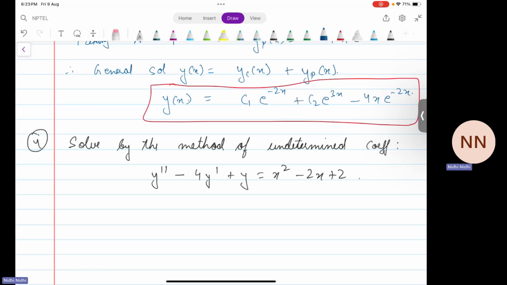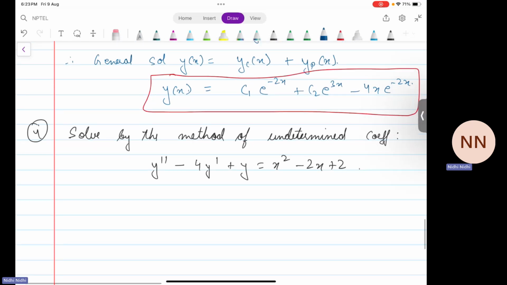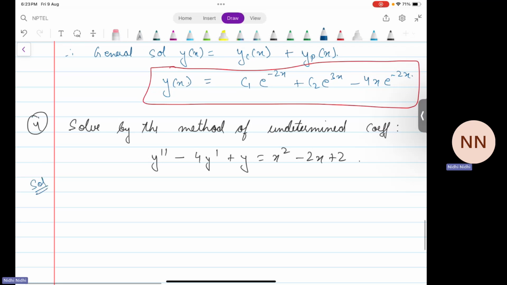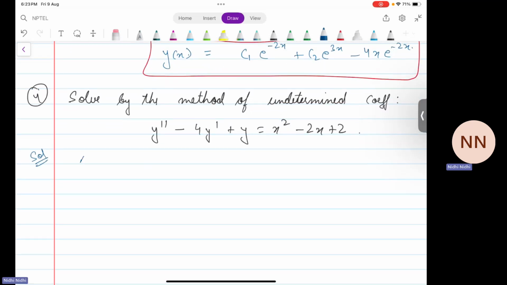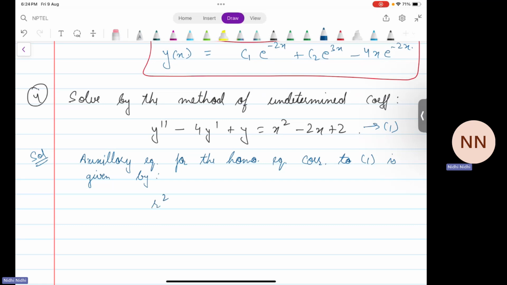Again, we'll start with finding the solution to the corresponding homogeneous equation and call it the complementary function. For that, we need our auxiliary equation. Let's number it 1. The auxiliary equation for the homogeneous equation corresponding to 1 is given by r square minus 4r plus 1 equals 0.